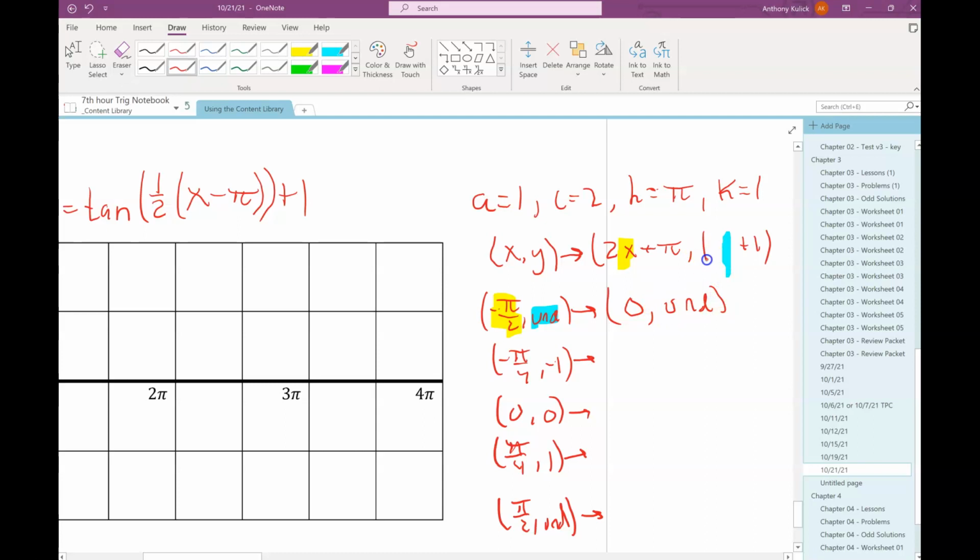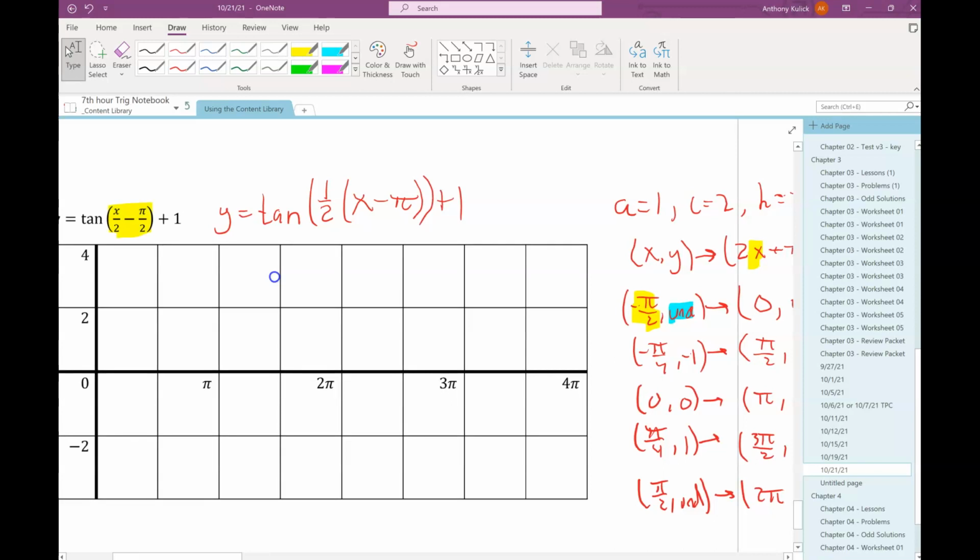I don't know why I put a 1 there. So pi over 4 times 2 is pi over 2. Plus pi is going to be positive pi over 2. And then negative 1 plus 1 is 0. And this is just going to be pi and 1. And continuing on, 3 pi over 2 and 2. And then 2 pi and undefined.